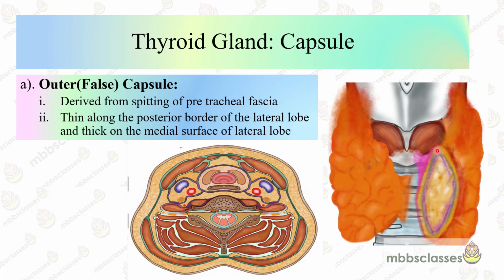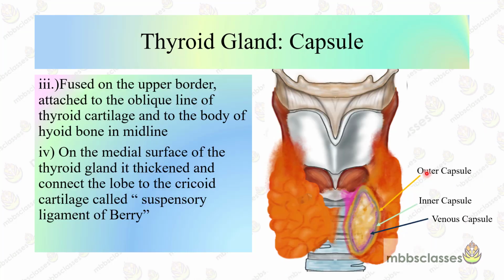So here it is thin, and in the medial aspect of the thyroid gland, it is thick. It is thick on the medial surface of the lateral lobe. So if you see, this outer thyroid capsule fuses at the upper border and attaches to the oblique line of the thyroid cartilage and to the body of the hyoid bone in the midline. So this outer capsule fused at the upper border, and they attach the thyroid gland to the thyroid cartilage, and sometimes also in the midline it gets attachment up to the hyoid bone.